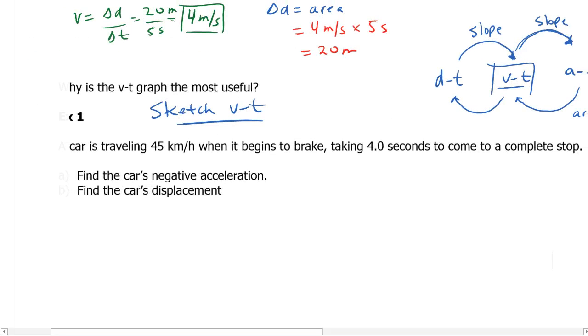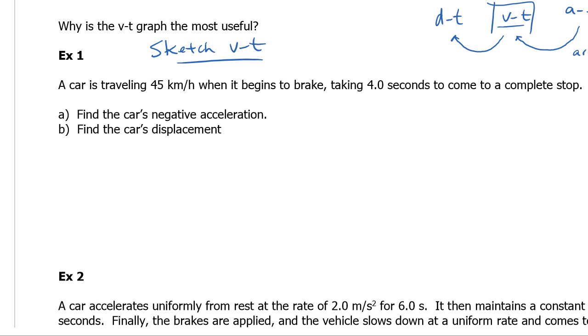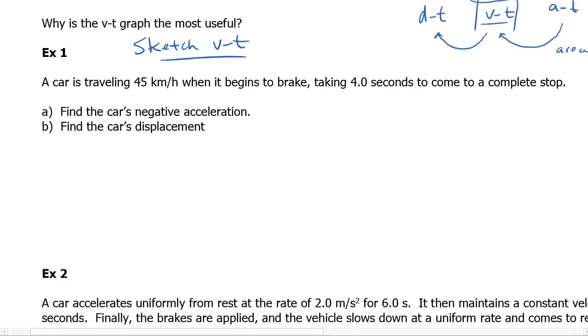Alright, let's do our first one here. It says, example number 1, a car is traveling at 45 kilometers per hour when it begins to brake, taking 4 seconds to come to a complete stop. So what we're going to do in all these questions is sketch at least a VT graph. Okay, so I think we're not going to be going at a negative velocity, so I can just limit my work to the first quadrant here, so it's all going to be positive.